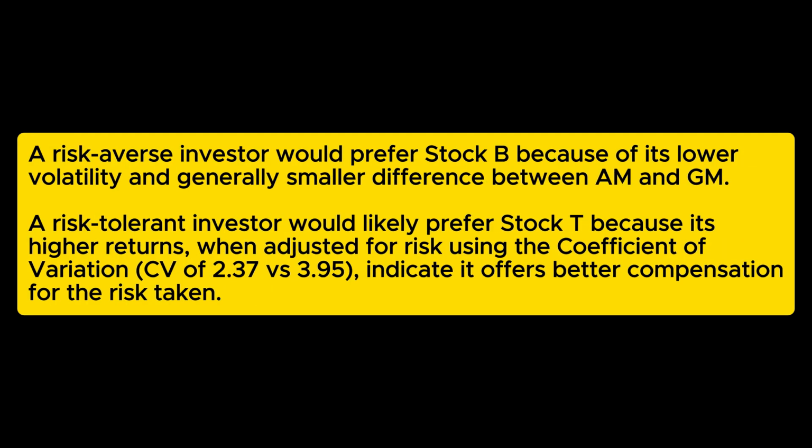Finally, a risk-averse investor would prefer stock B because of its lower volatility and generally a smaller difference between arithmetic mean and geometric mean. In contrast, a risk-tolerant investor would likely prefer stock T because of its higher returns, when adjusted for risk using the coefficient of variation CV of 2.37 versus 3.95, which indicates it offers better compensation for the risk taken.